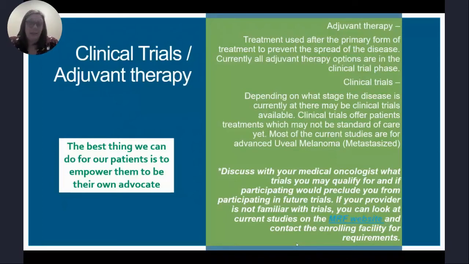Currently, all adjuvant therapy options, though, are in the clinical trial stage. Depending on what stage the disease is currently at, there may be clinical trials available. They offer patients treatments which may not be standard of care. However, most of the current studies are for what we call advanced uveal melanoma, so ocular melanoma that has already spread within the body. Now, I do recommend you discuss with your medical oncologist what trials you may qualify for, and if you participate in those, would they preclude you from participating in any other future trials?